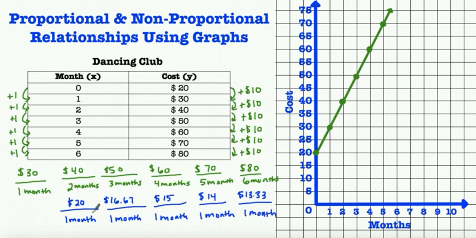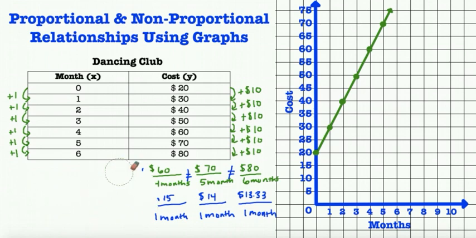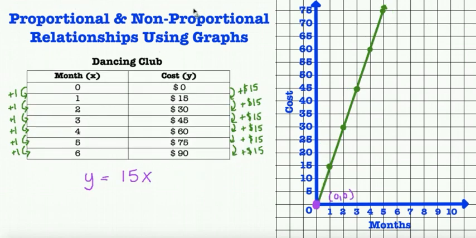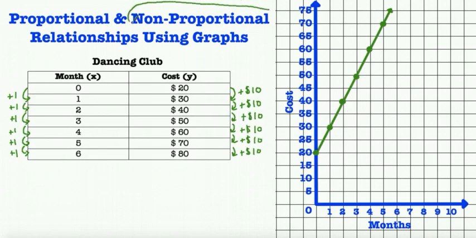So because our rates are not equivalent, this is not proportional. So our rates are not equal. However, just because it's not proportional does not mean it's not linear. So we could still create an equation for this. So just to recap, here we have a proportional relationship in our previous example, and here this one is non-proportional.